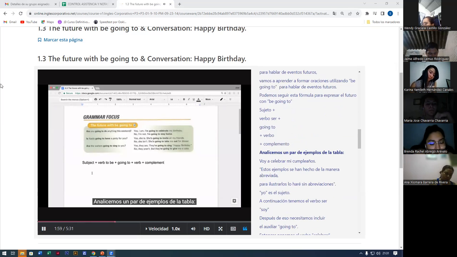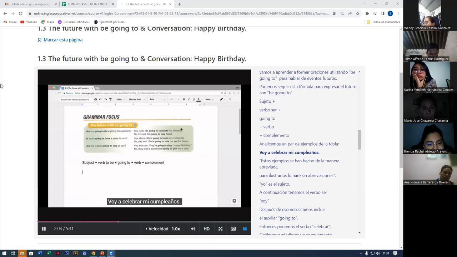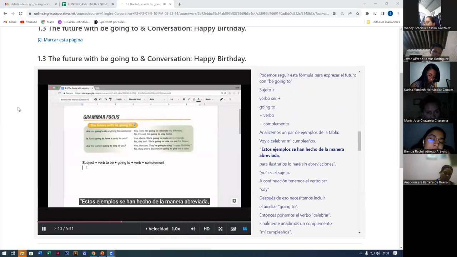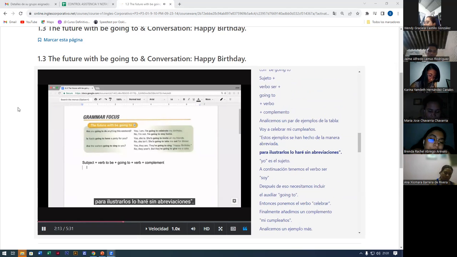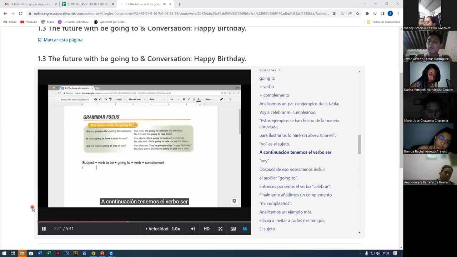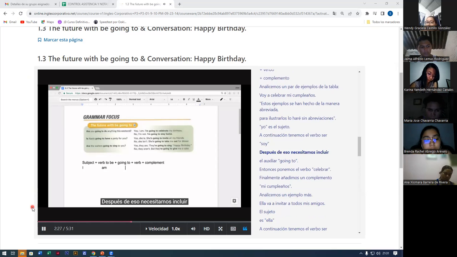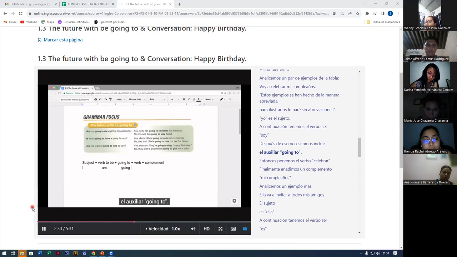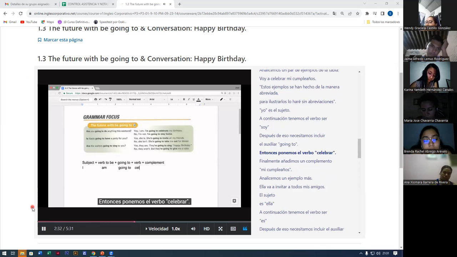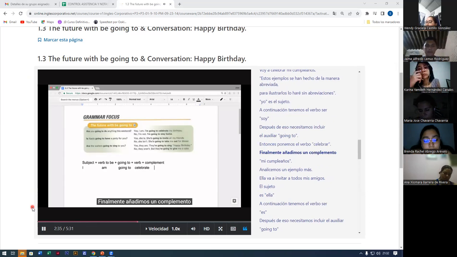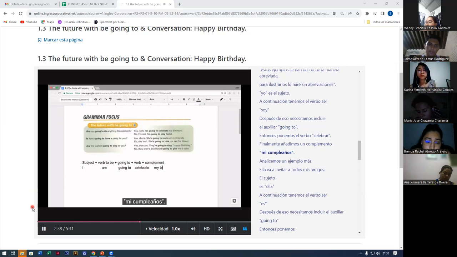Let's analyze a couple of examples from the chart. I'm going to celebrate my birthday. These examples are contracted, by the way. In order to illustrate these examples, I will do it without contractions. I is the subject. Next, we have the verb to be, am. After that, we need to include the auxiliary going to. Then we put the verb celebrate. Finally, we add my birthday.